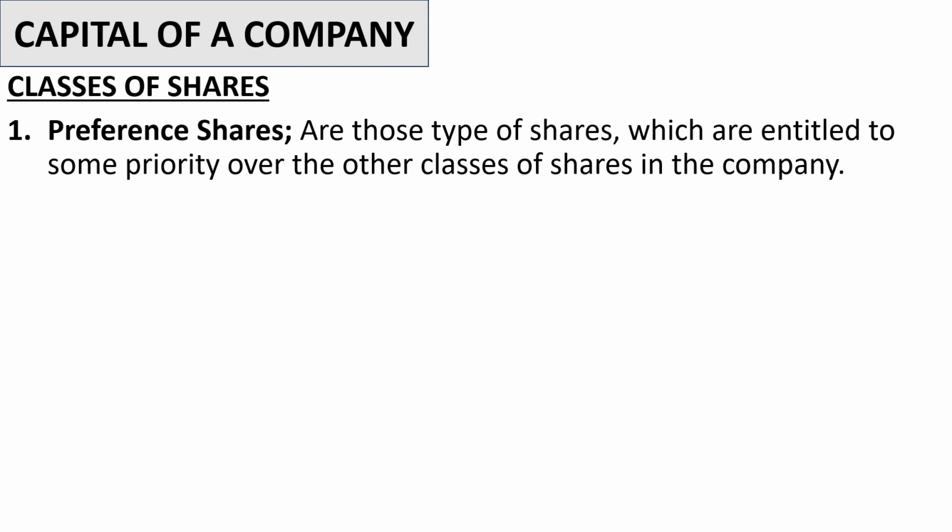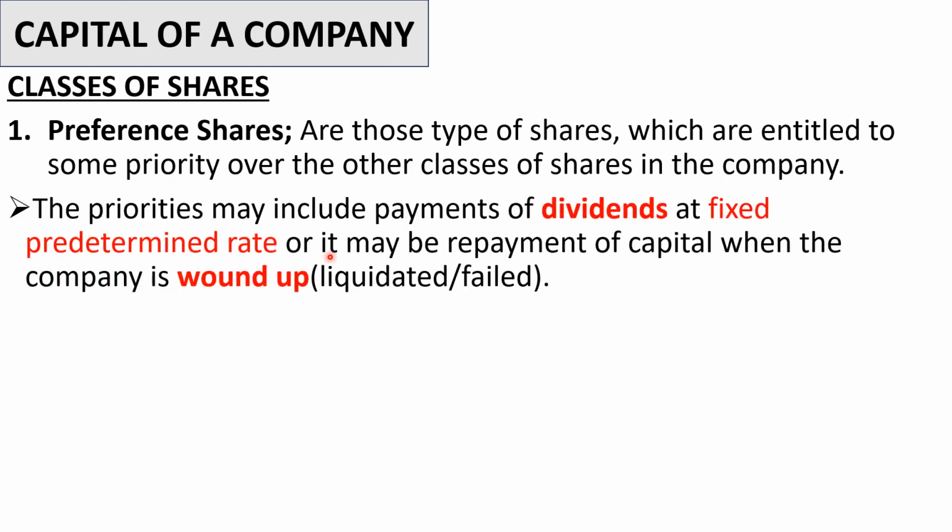So the first type of share is called preference shares. These are shares which are entitled to some priority over the other classes of shares in the company. So they have got some special priority attached to them as compared to other types of shares. What does it mean? What are these priorities that they have? The priorities may include payments of dividends at a fixed predetermined rate, or repayment of capital when the company is wound up.